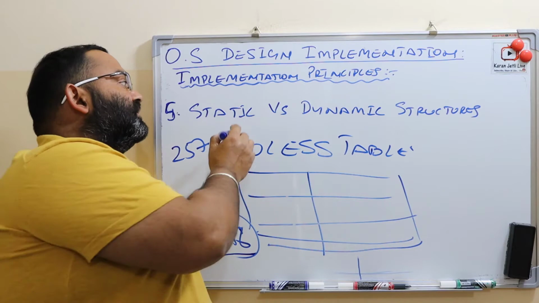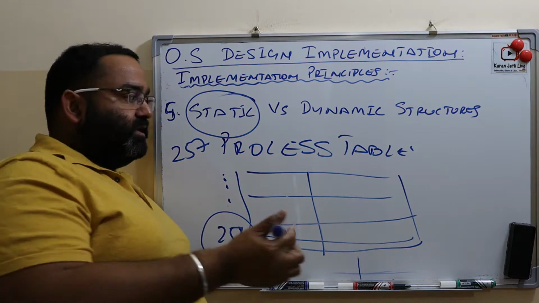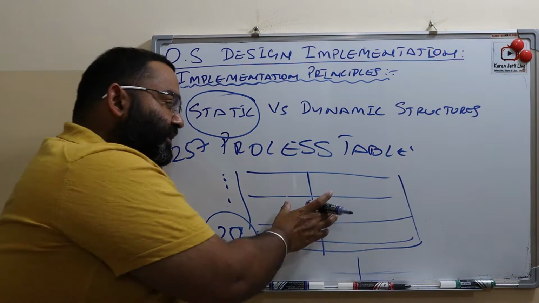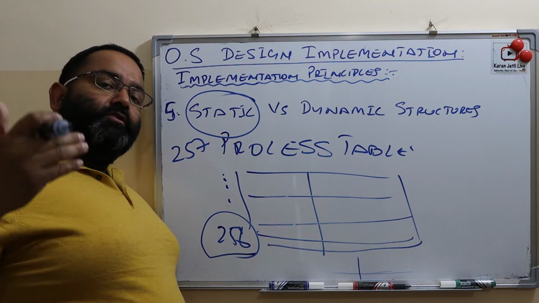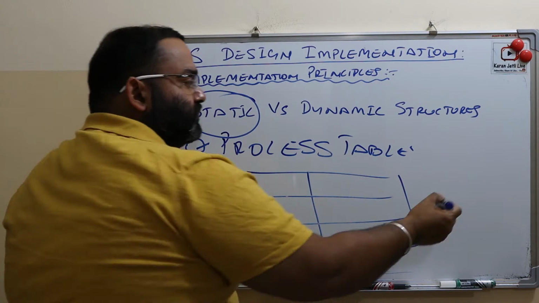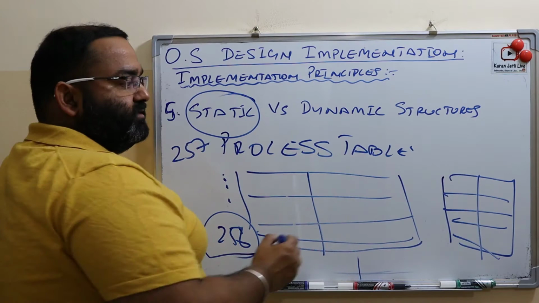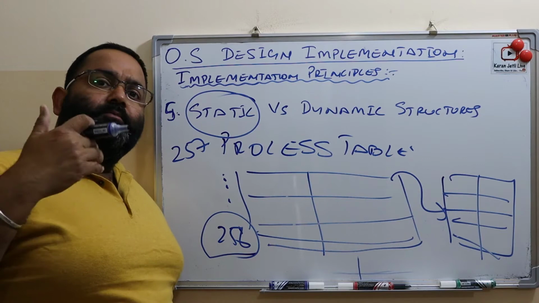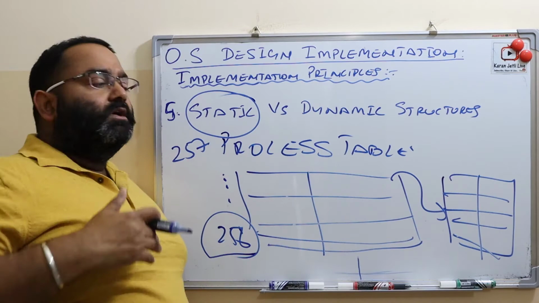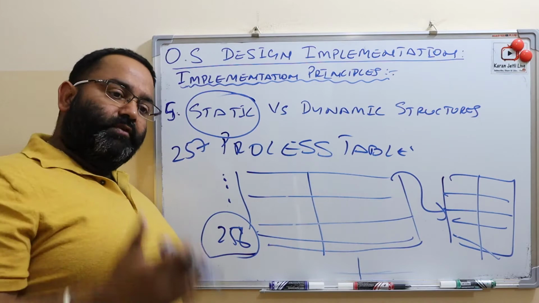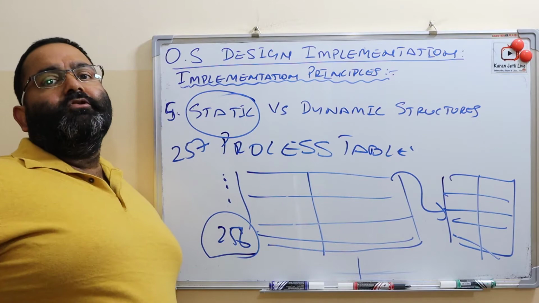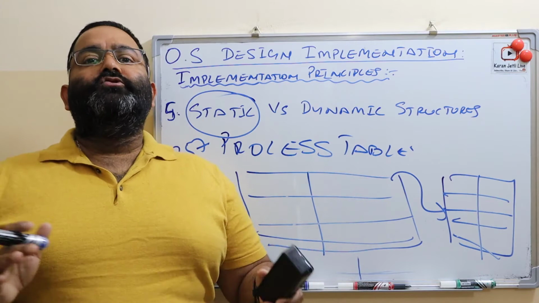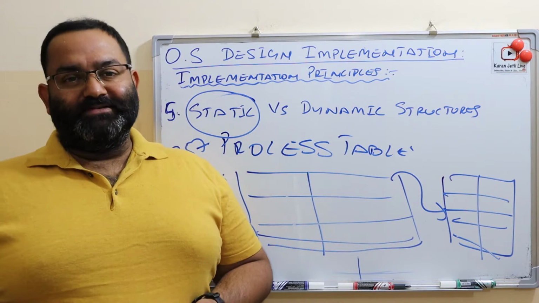Now the other way of implementing the process table is to implement it in the form of a linked list. You create a table with 256 entries. Now if you need to create a new process, you create another table with 256 entries and link the first table with the second one in the form of a linked list. Now no matter how many processes you keep creating, it will not be limited to 256. When this is full, add one more node to it, 256 more, and keep doing it until you do not need more processes or you do not have more memory left to create more tables. So this is our dynamic structure.